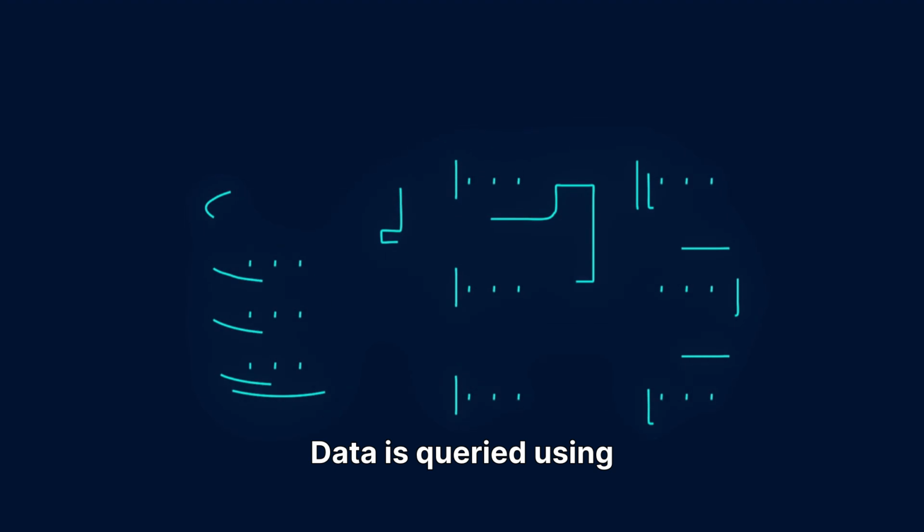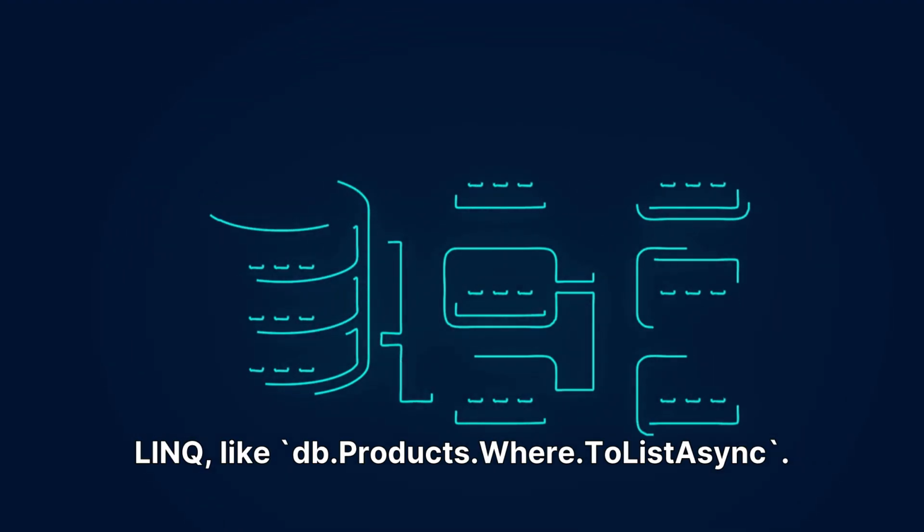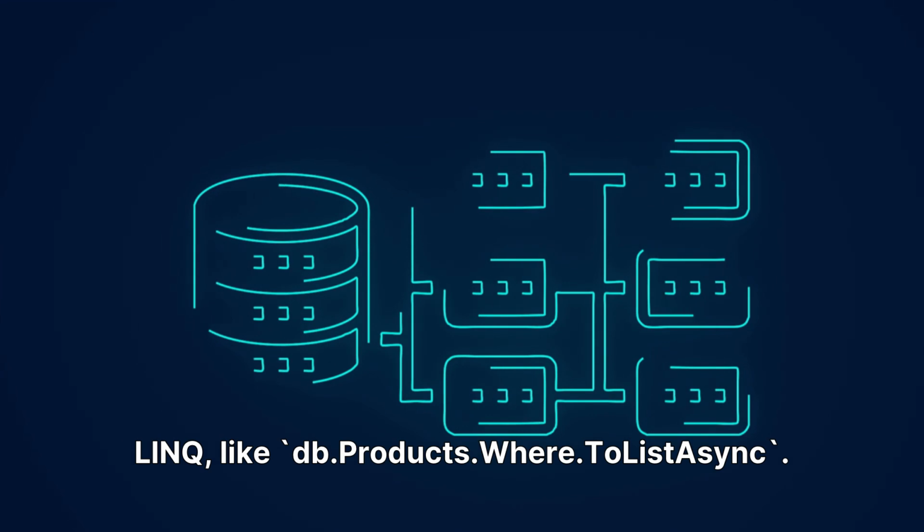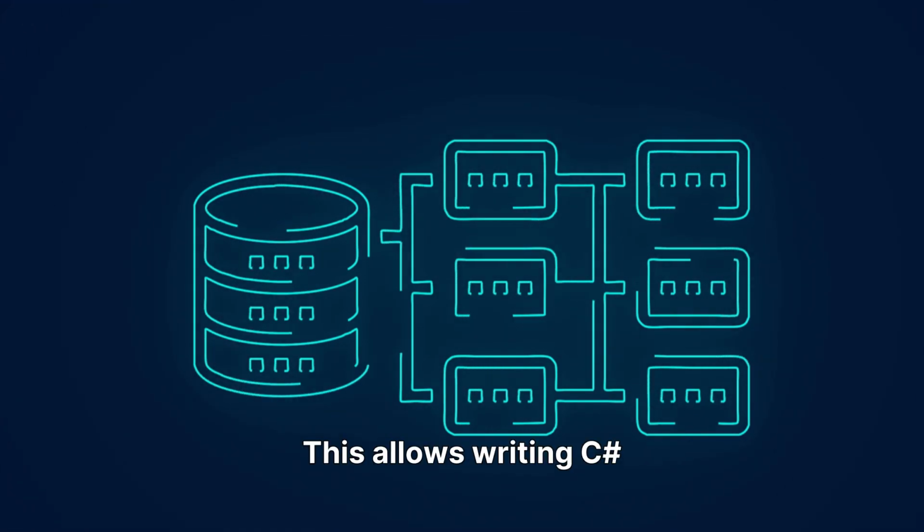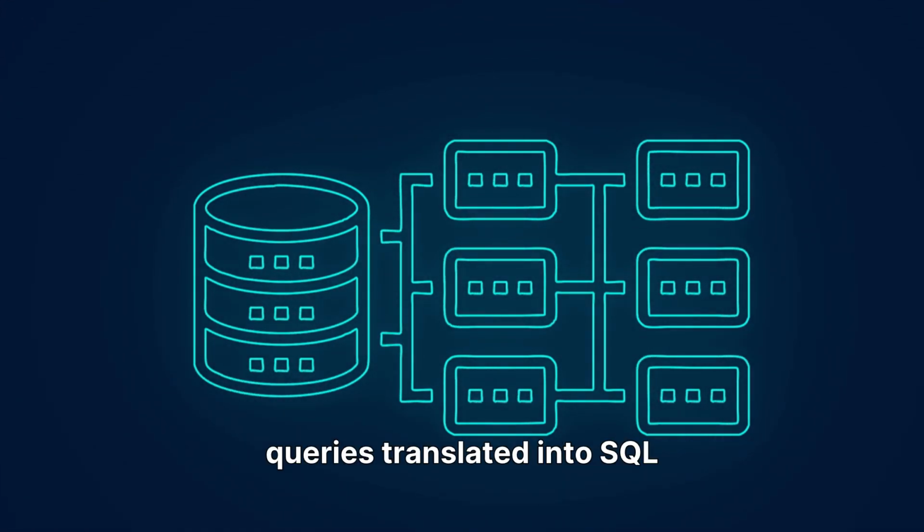Data is queried using LINQ, like db.Products.ToListAsync. This allows writing C# queries translated into SQL by EF Core. LINQ provides a powerful, type-safe way to interact with your database, retrieving specific data efficiently.